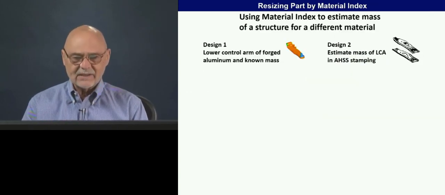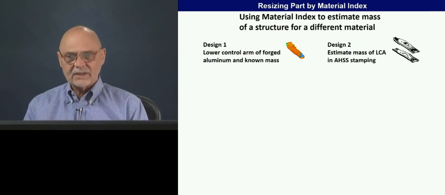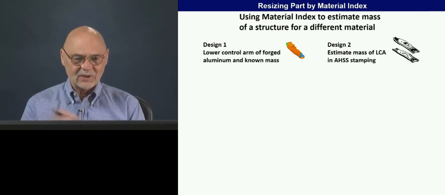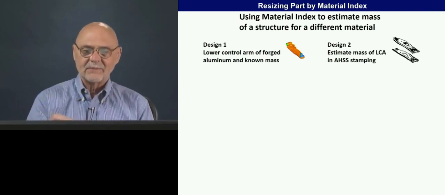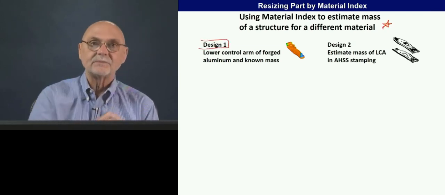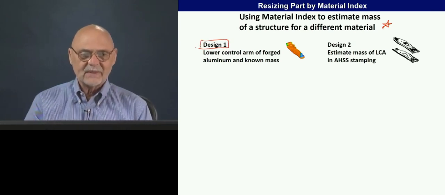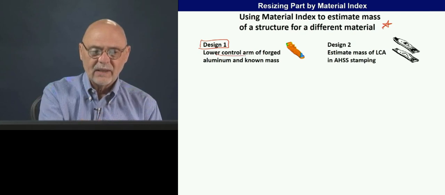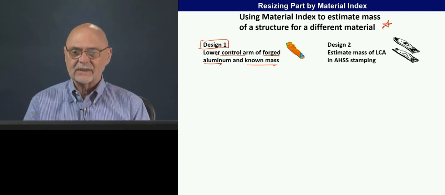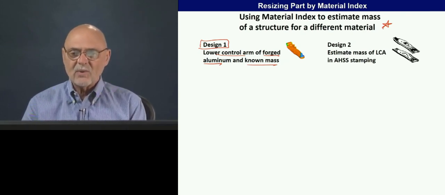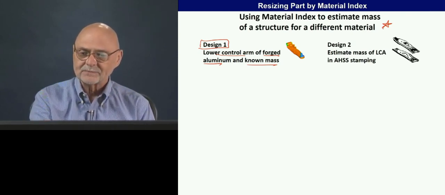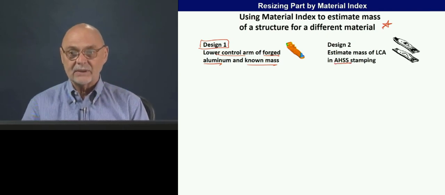There's one other area where this material index is really useful, and if you look forward to the end of the semester little quiz online, this is the approach that you would use for that. So let's say we have a design sitting on the shelf. It's a lower control arm, and it's forged aluminum, and we know the mass, right? We have the hardware, we can put it on a scale. Right? And what we're considering is, instead of forged aluminum, we might want to make it as an advanced high-strength steel stamping.